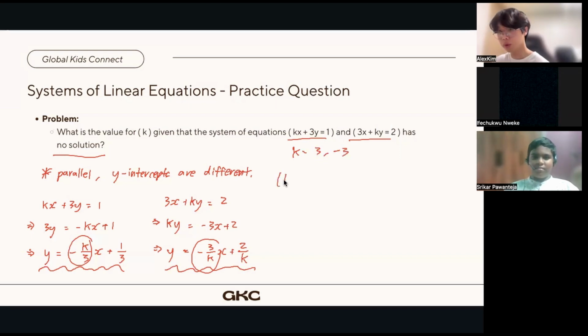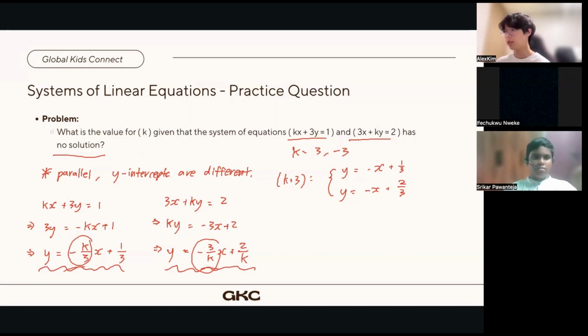So let's say first situation when k is equal to 3, we'll plug into these two equations that we have to compare. So first equation will be y equals negative x plus 1 over 3. And then for the second equation, we will have y equals negative x plus 2 over 3. And so we'll check if this meets our conditions of there being no solution. So yes, the slopes are the same, so they are parallel, and the y-intercepts are different. And so k equals 3 is an answer.